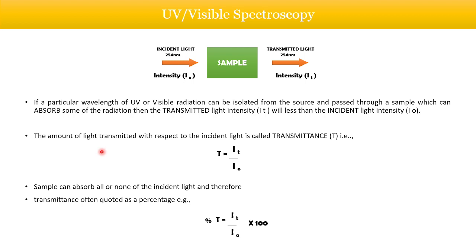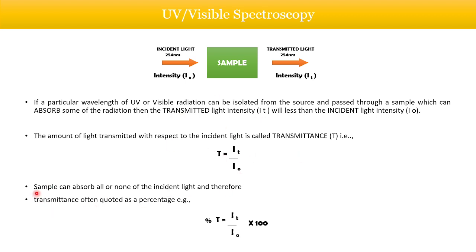And the amount of light that would be transmitted with respect to the incident light is what we are calling transmittance, or T. So transmittance is equal to your transmitted intensity divided by your incident light intensity, and this entire thing is what we are calling transmittance. And remember, this is a very important formula which you need to remember, because it would also be useful in solving a lot of questions which you would be getting in your assignments. So keep this formula in mind.